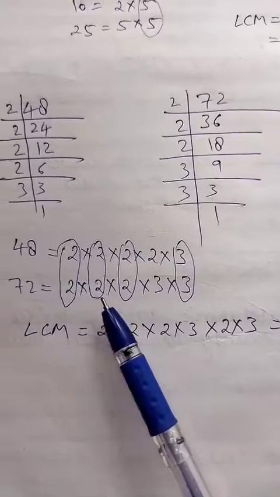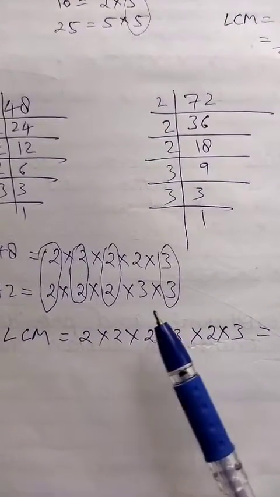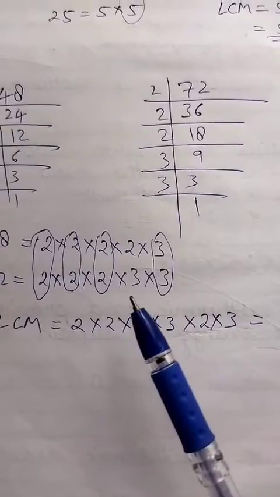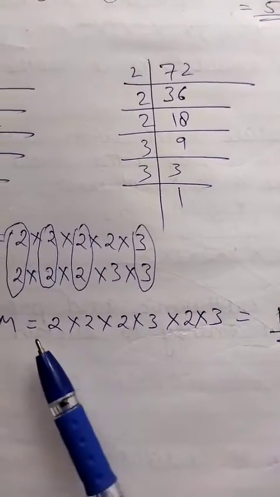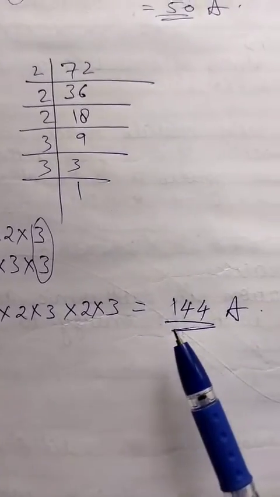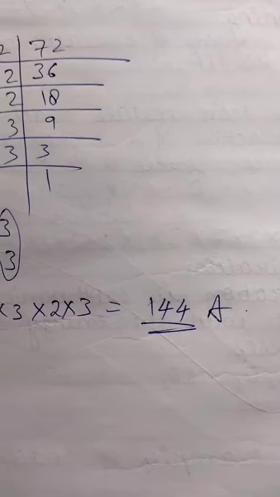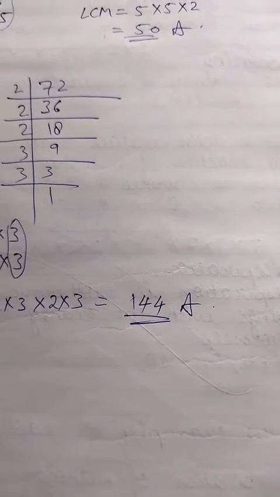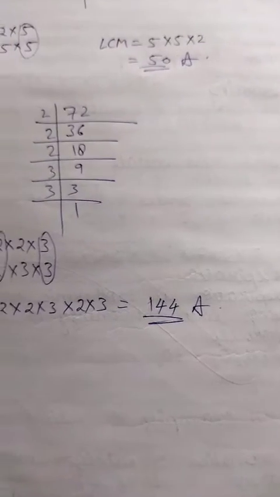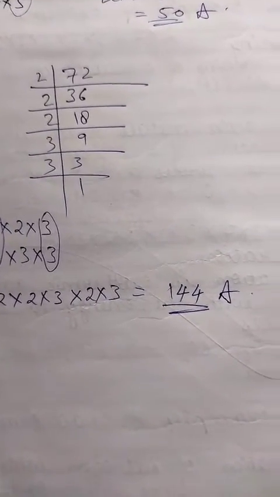and then pick out the common one. After picking out the common one, the factors that are left, those also you have to write. And then after multiplying all the numbers, you will get your answer, that is 144. In this way you have to find out the LCM. Hope this is clear now. Now the remaining part you have to do on your own.